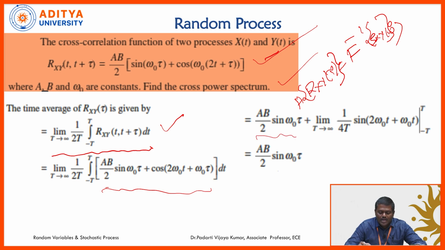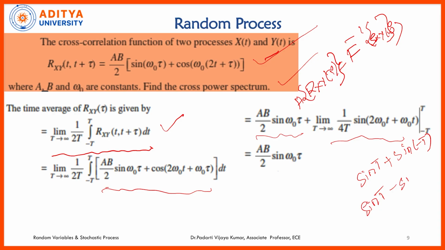So AB by 2 sin omega naught tau, and the time average of sin of 2 omega t plus omega naught tau. So what we will get? Sin t minus sin of minus t. We know that sine is an odd function. So sin t we will get 0, and sin of minus t we will get 0. So the residue available is AB by 2 sin omega naught tau. This is nothing but the time average cross correlation function.